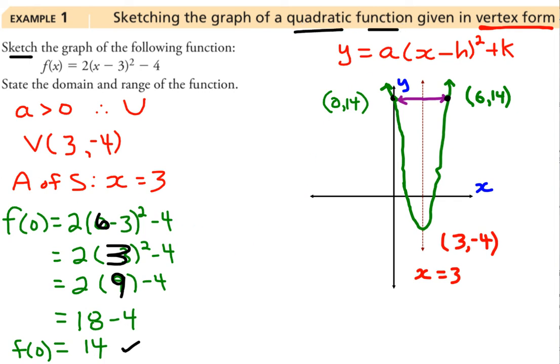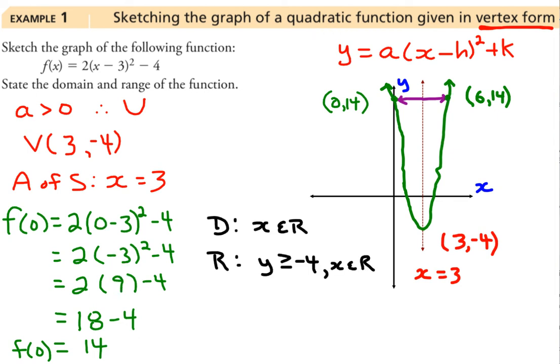Now the domain, your x, is always the same. There's no restriction. And the only restriction for your y is that it has to be bigger than the y value of your vertex. So y is greater than or equal to -4. And of course, I meant y is an element of the real numbers as well.